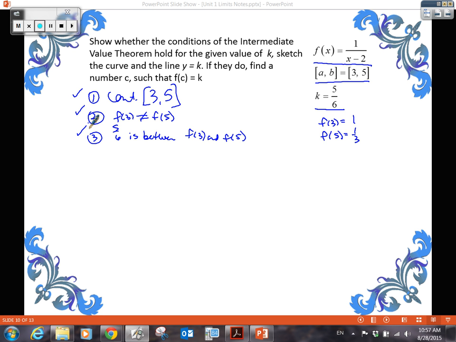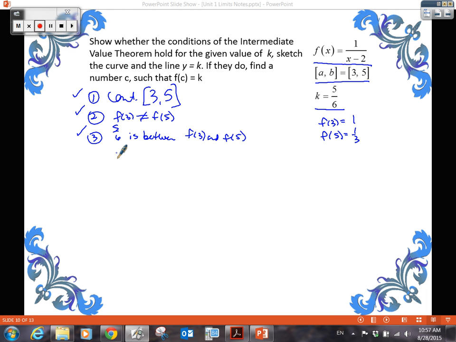So let's think about that for a minute. What the theorem tells us is there's at least one place in this interval, there's at least one x value that maps to the 5/6. There's at least one. Okay? So, let's take a look. How would we find that out? How do we know what the x value was?